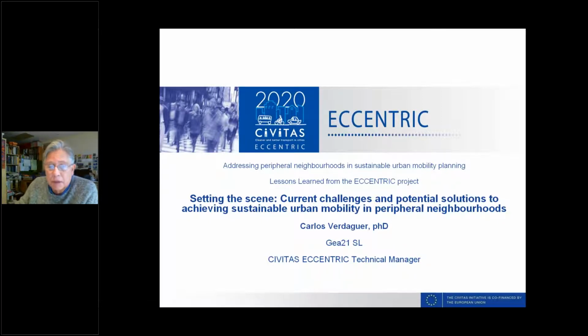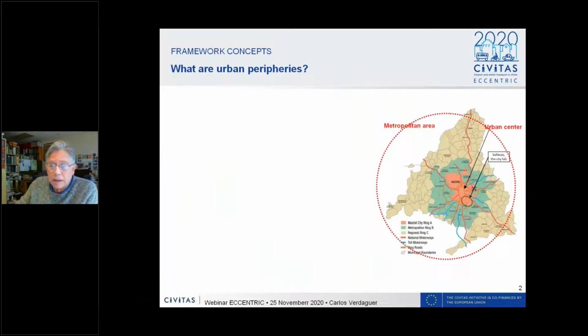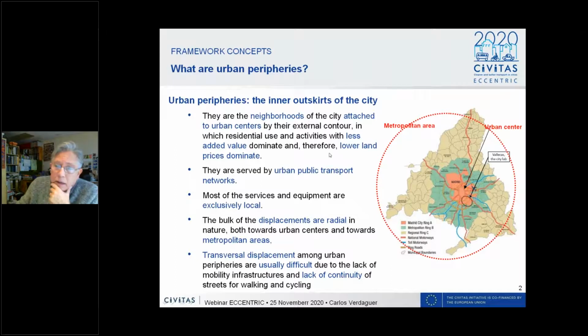So I think it's important to begin by defining what we are speaking about. When we speak about urban peripheries, it is mainly a spatial term, and we are referring to the inner outskirts of the city.